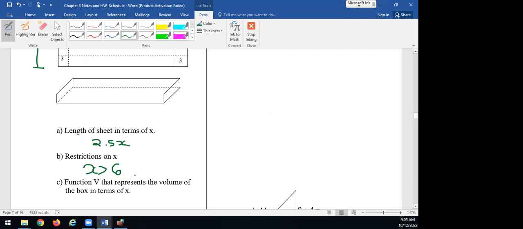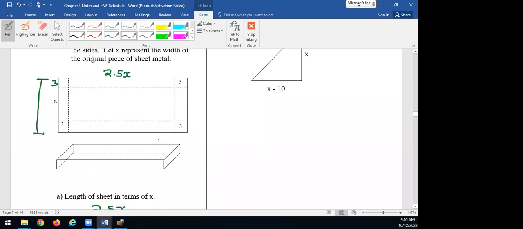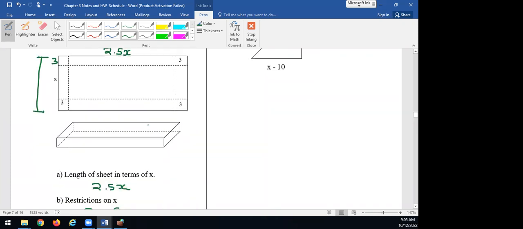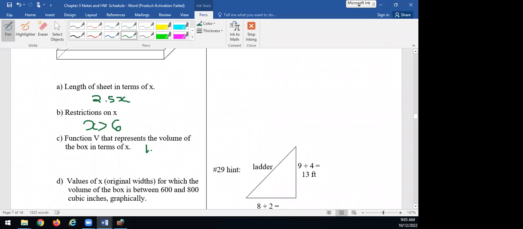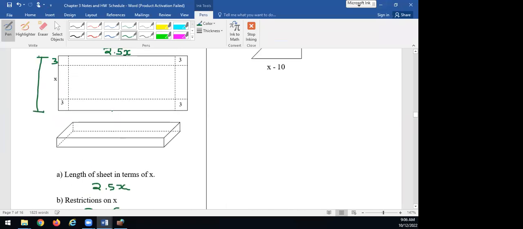Does that make sense to everybody? That x has to be bigger than 6? All right. Now we want a function for the volume of the box in terms of x. So you all remember volume? It is the length times the width times the height. That's your volume. So let's see if we can establish those.